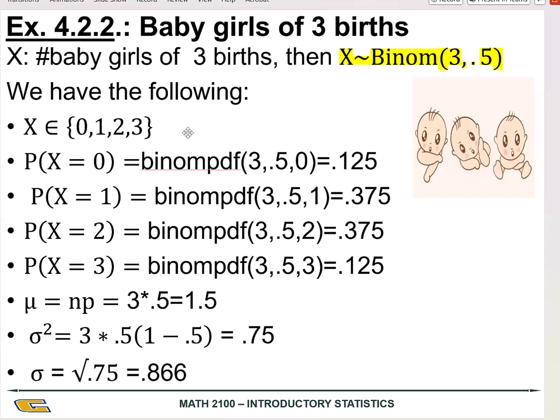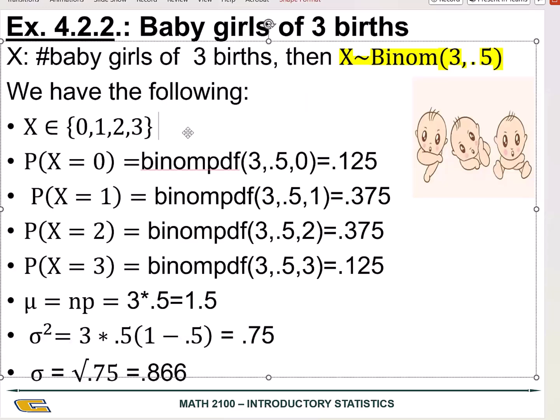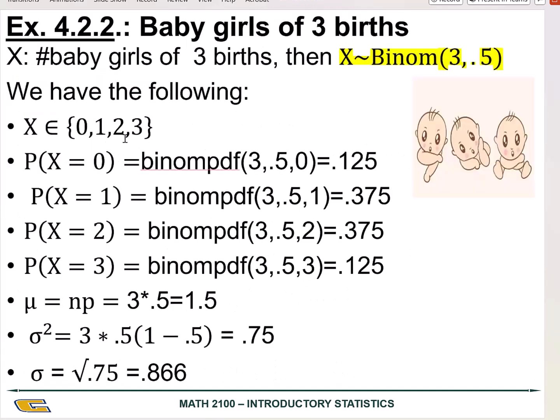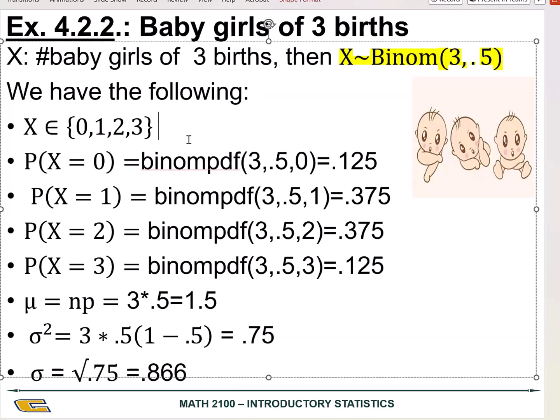So again, let's look at the number of baby girls among 3 births again. So you can see that this can be modeled by a binomial distribution, right? The number of baby girls among 3 births can be modeled by a binomial with n equals 3 and success probability 0.5. So we use the properties from this slide, and we know everything about this random phenomenon, right? How it's distributed. We know that the number of baby girls among 3 births must be either 0, 1, 2, or 3.